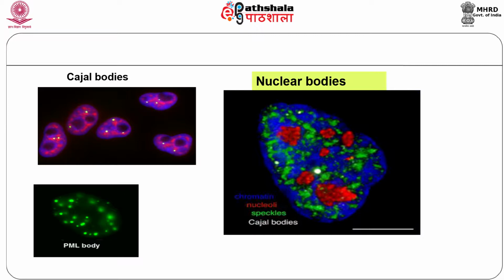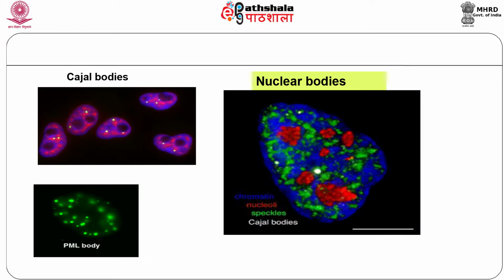Also, you can see speckles as green structures in the figure that are spread all over the nucleus. These speckles probably store fully mature small nuclear ribonucleoproteins, that is snRNPs, and other RNA splicing components.